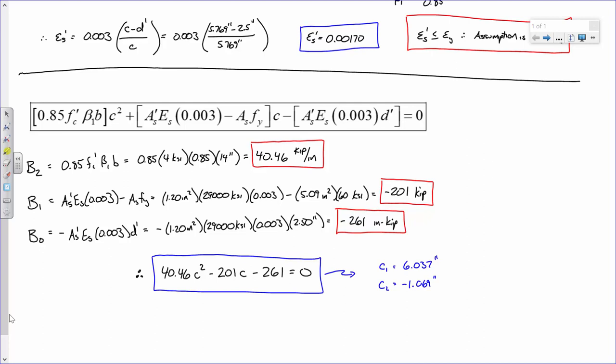Everybody okay with that? Now, one of these doesn't make any sense. Which one doesn't make any sense? The negative. So we'll cross that one out. And we'll say that C is now 6.037 inches.